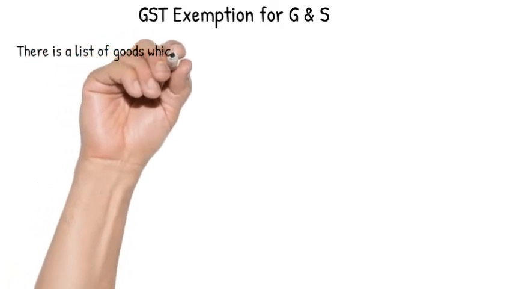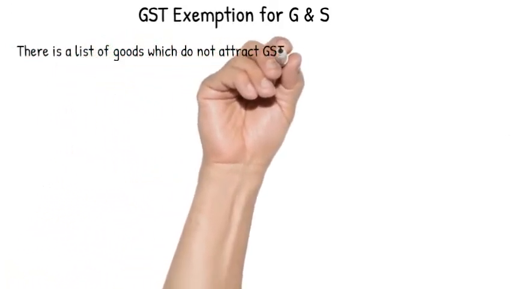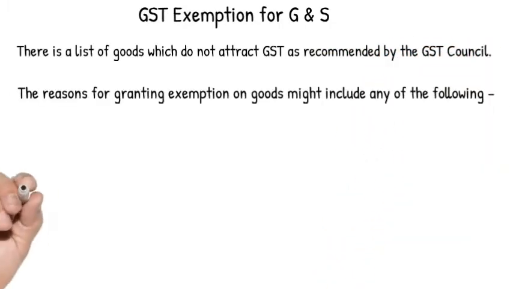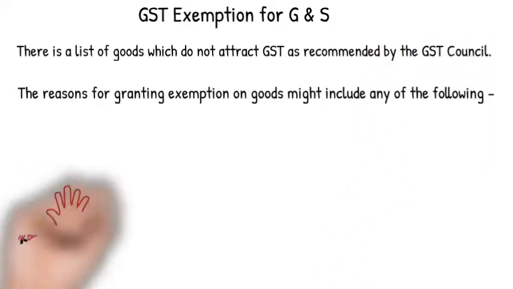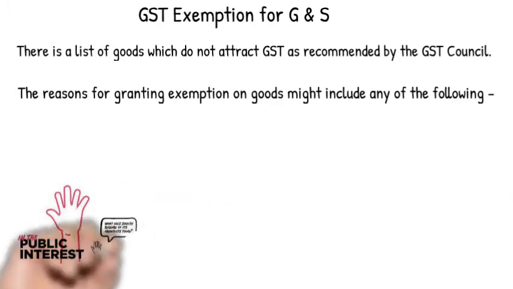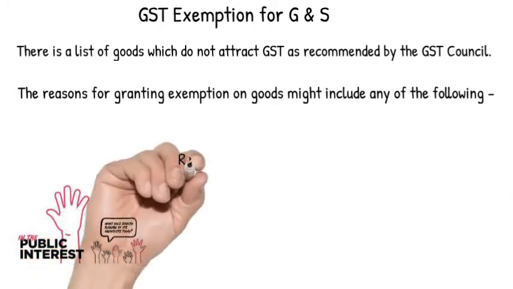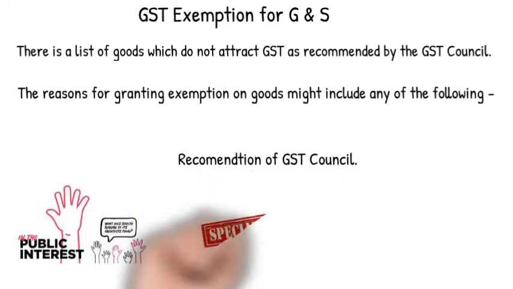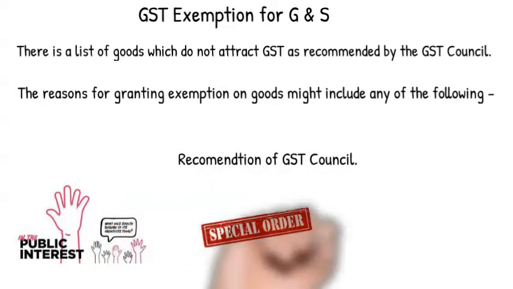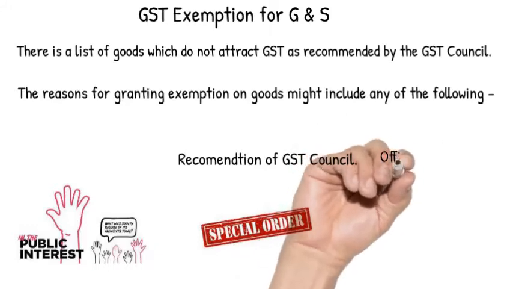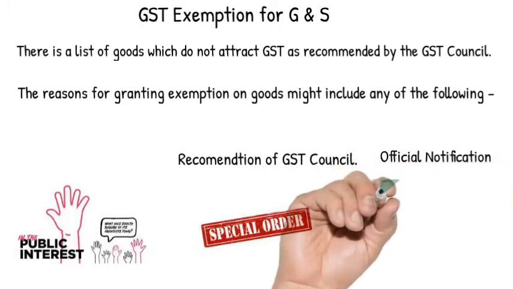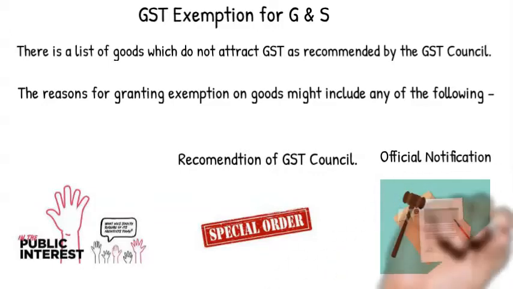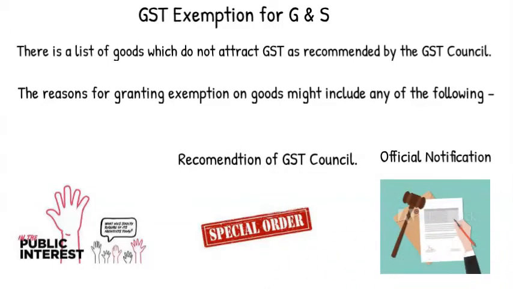GST exemption for goods and services. There is a list of goods which do not attract GST as recommended by the GST Council. The reason for granting exemption on goods might include any of the following. First, it might be in public interest. Second, the exemption is as per the GST Council's recommendation. Third, the exemption is granted by the government through a special order. And fourth, the exemption is allowed on special goods through an official notification.